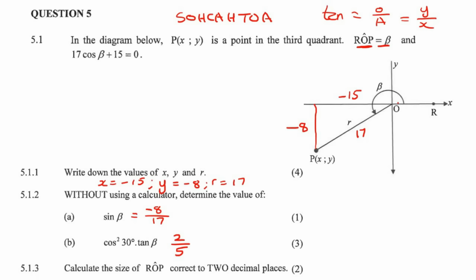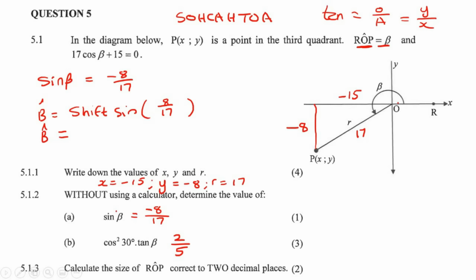So we already know from previous questions that sin of B, for example, is 8 over 17 or negative 8 over 17. So sin of B is negative 8 over 17. So to get the angle B, you're just going to say B equals shift sin, and then don't put the negative on your calculator, just leave it as a positive. And so you could then say shift sin of 8 over 17, and that's going to give you 28.07 degrees. So that would be this angle over here.